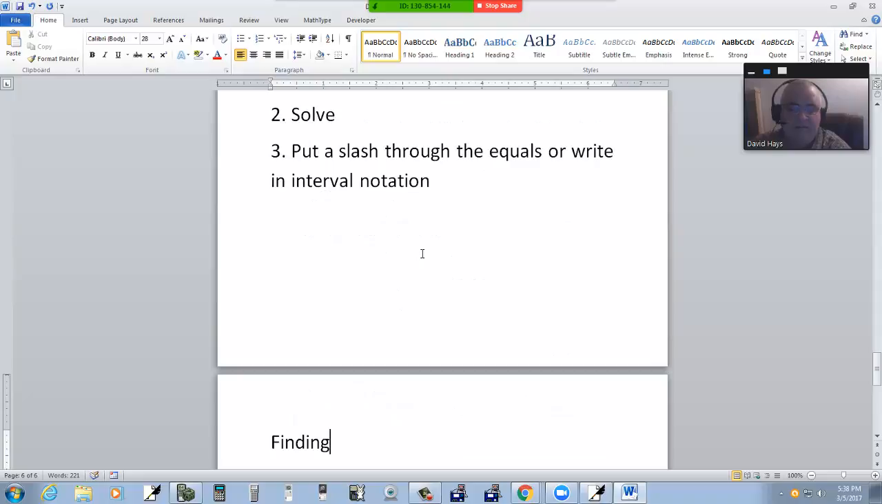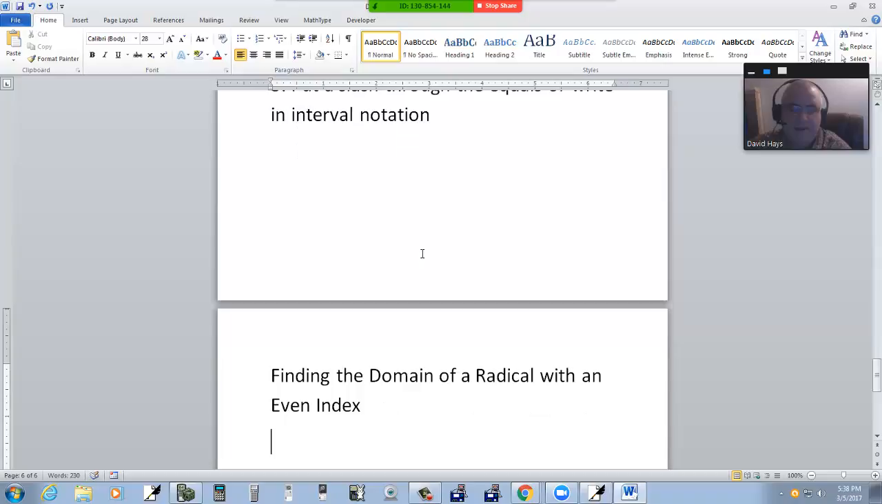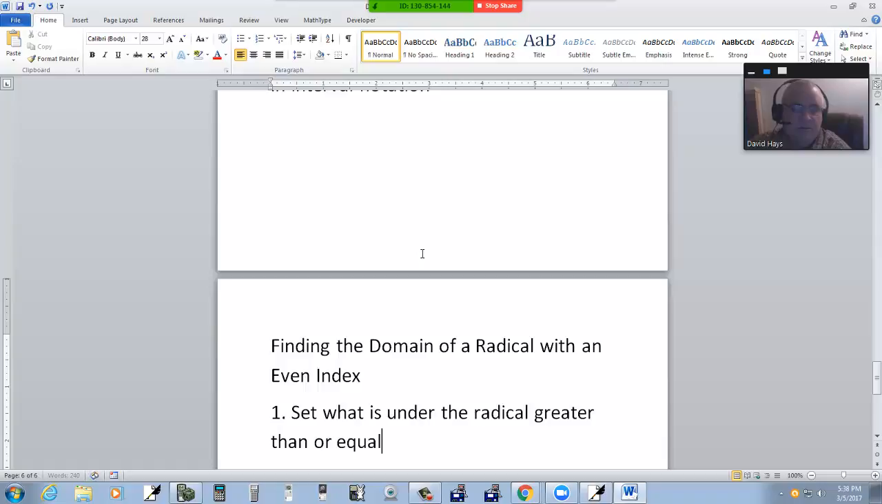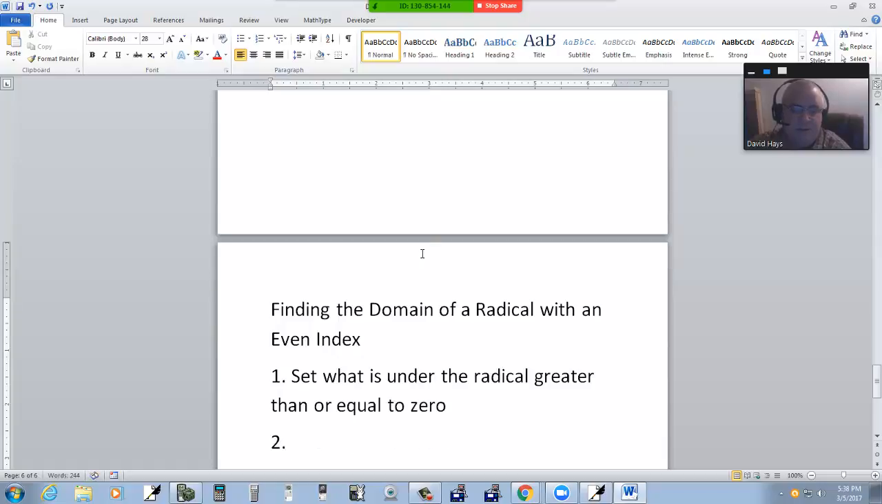Now we also have finding the domain of a radical with an even index. You set what is under the radical greater than or equal to 0, and then you solve.